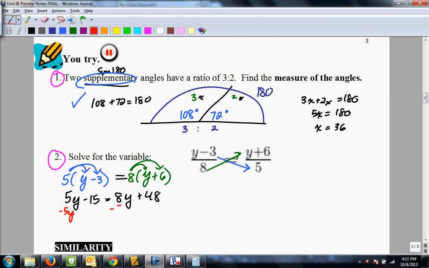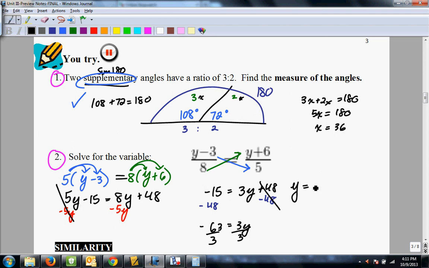Minus 5y on both sides. I'm going to bring it over here. I have negative 15 equals 3y plus 48. Here I'm going to go minus 48, and I get negative 63 equals 3y. I divide by 3, and I get y equals negative 21.